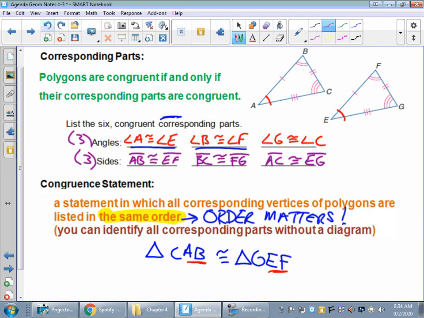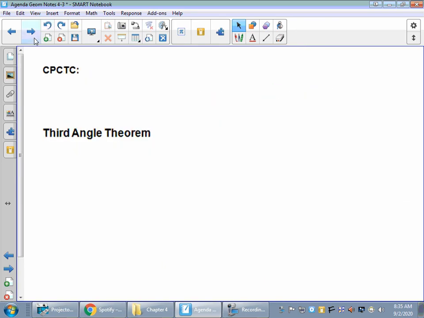You can even go one more segment, saying that starting with B and going back to C, segment BC would be congruent with segment FG. So just by having this congruence statement, you don't even need a diagram. I could tell what angles and what sides were congruent because the order matters. All right, let's take a look at CPCTC.